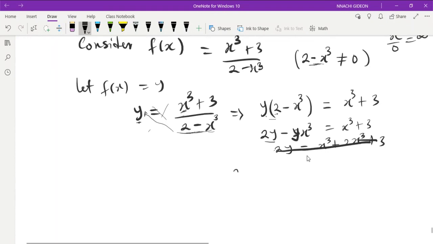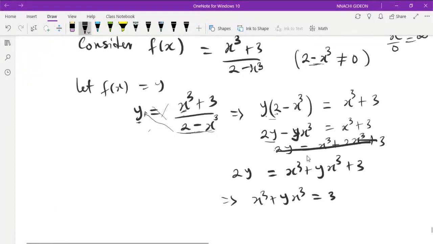This is 2y equal to 2y minus x cubed plus y x cubed plus 3. Okay. Now this implies that, so my interest is on x. So this implies that x cubed plus y x cubed is equal to 3 minus 2y. Let's look at it. Am I right? It's 2y, no, then minus 3. Yes, 2y minus 3.